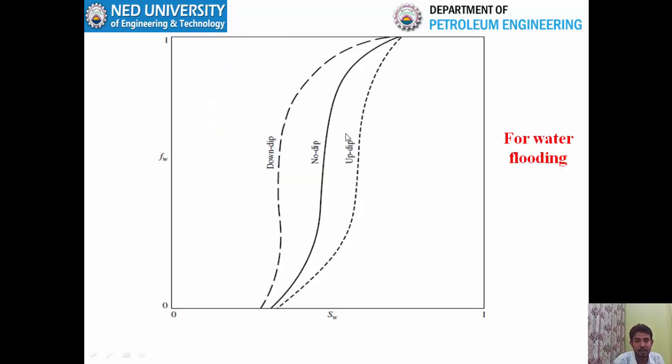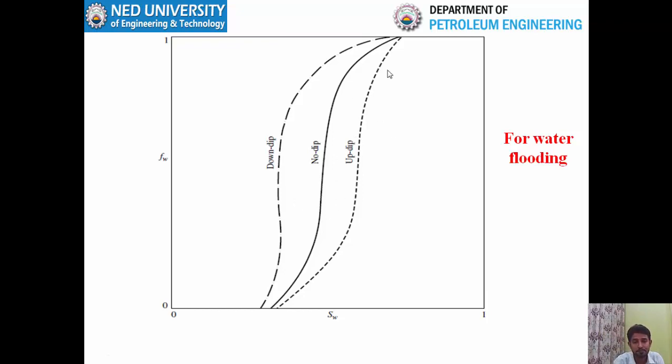So this graph indicates what I am saying: on the y-axis you have fractional flow, on the x-axis you have saturation of water, and these are three graphs for different dip reservoirs. The base case is no dip, which is the case when you have horizontal flow of both oil and water. So for water flooding, the favorable condition is the up dip flow, and up dip flow means that the injection well is located down dip in the reservoir.